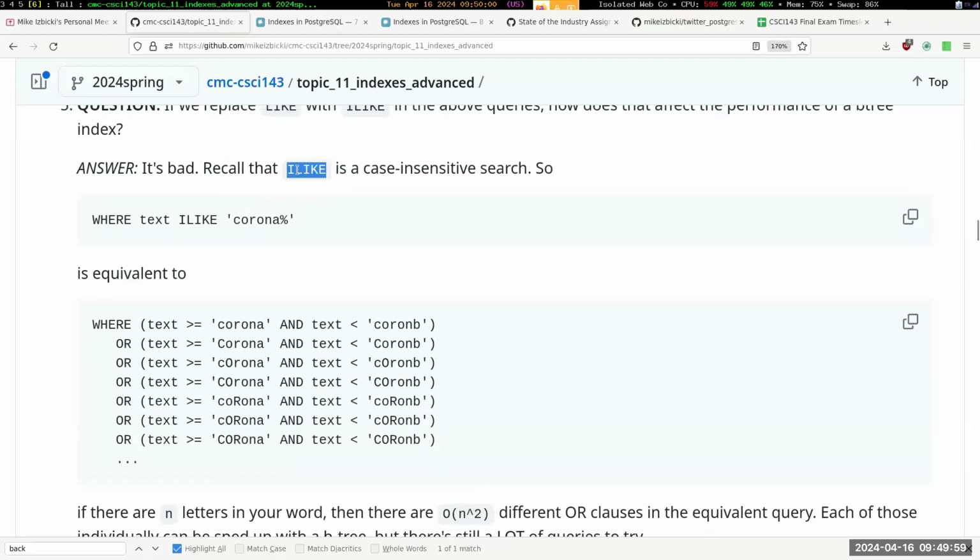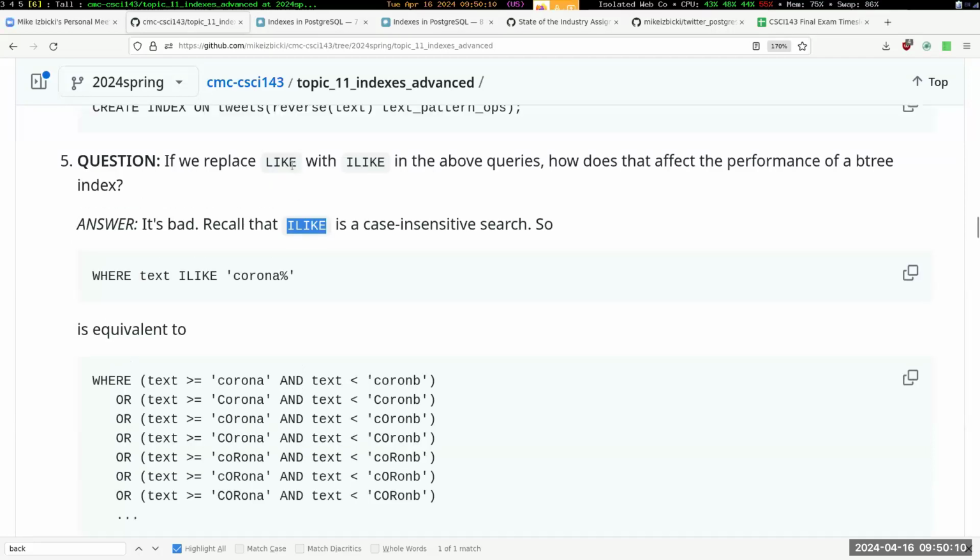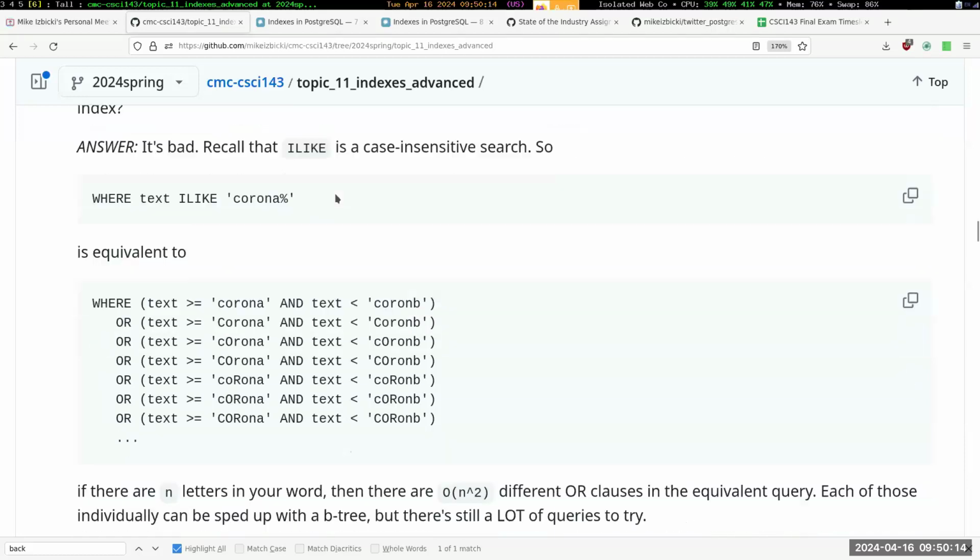So in general, if you want to use an ILIKE operator and you're trying to speed it up, that's in the lab, why my solution uses that lower function to make everything lowercase and then uses the LIKE operator instead. That will make things faster.